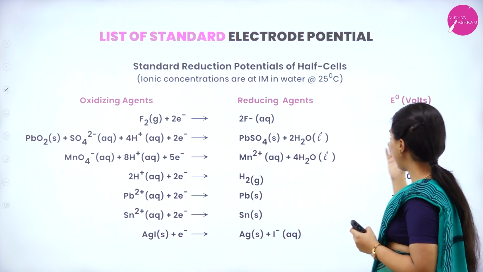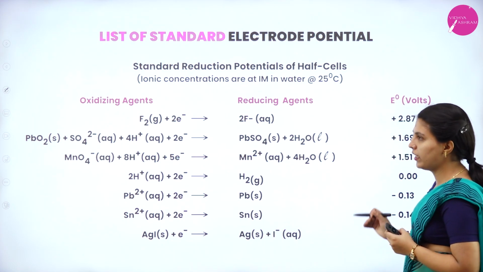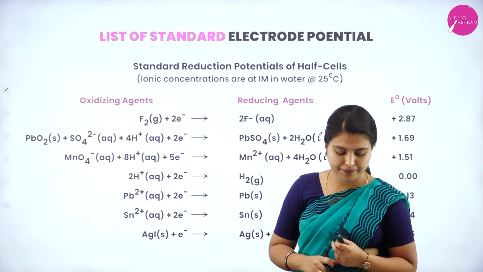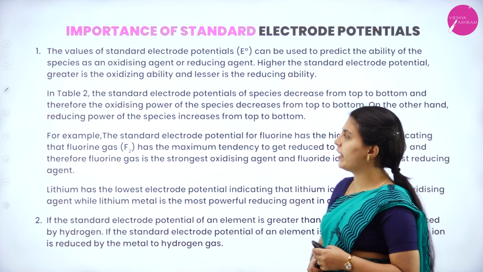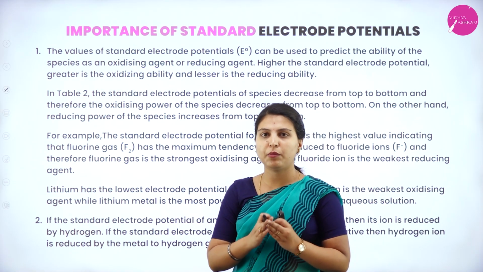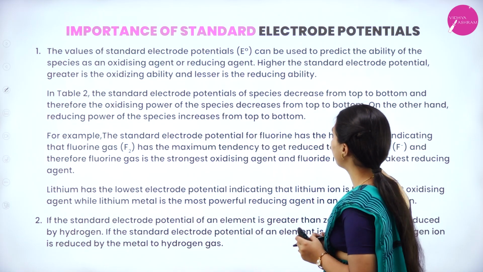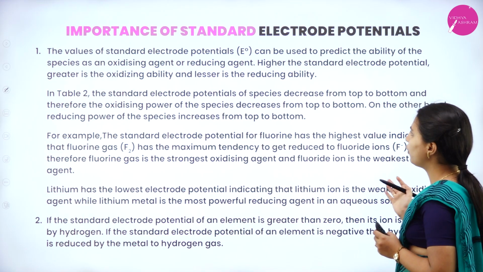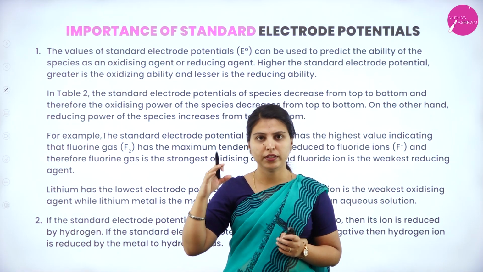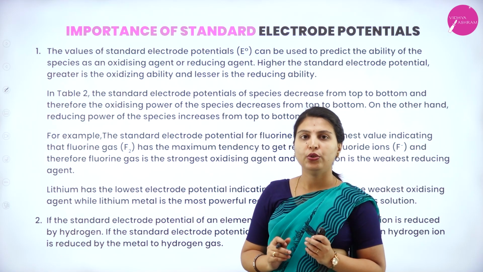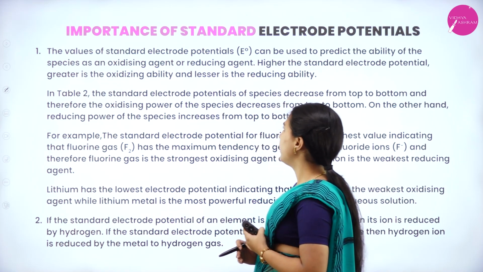Once again, the value with a positive sign is a strong oxidizing agent, and with a negative sign it is a strong reducing agent after the coupling with hydrogen gas. Next, importance of standard electrode potential. We have seen some of the significance of electrode potential and what the major importance is. The values of standard electrode potentials E0 can be used to predict the ability of a species as an oxidizing agent or reducing agent. By seeing the values of electrode potential in the list, you can identify which is the strong oxidizing agent and which is the strong reducing agent.